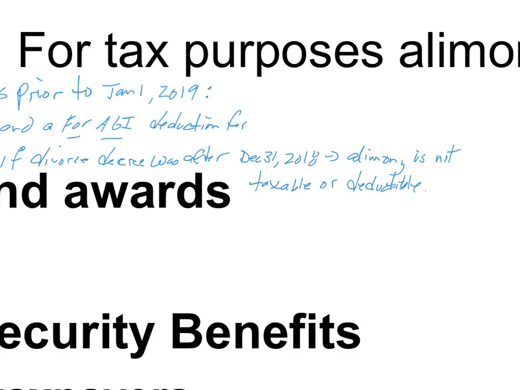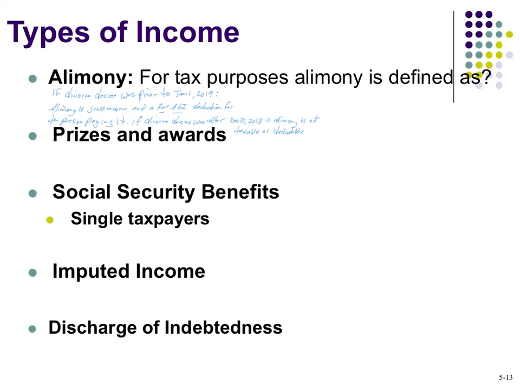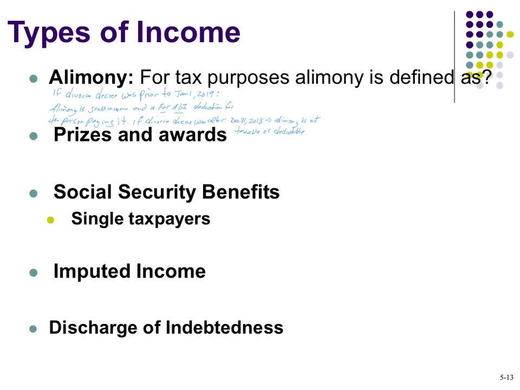Okay, so this change in how alimony is treated is one of many changes that came about as a result of the Tax Cuts and Jobs Act. Okay, so it used to be that alimony was always recognized as taxable income if you were receiving it, and then if you were paying it, it was a for AGI deduction. Now we have this split timing-wise because of the Tax Cuts and Jobs Act. Okay? All right. Let's talk about prizes and awards.